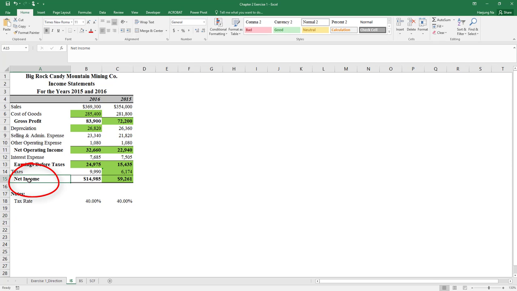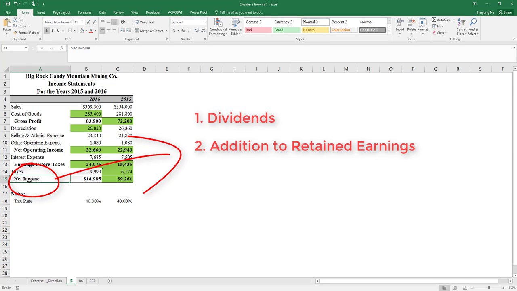If you think about it, net income is actually split into two separate items. One is the amount that is paid out to your shareholders, and that amount is called dividends, right? After you take out certain parts to pay to your shareholders, the remainder is kept inside the company, and that amount is called retained earnings, or addition to retained earnings, because it was added to retained earnings.